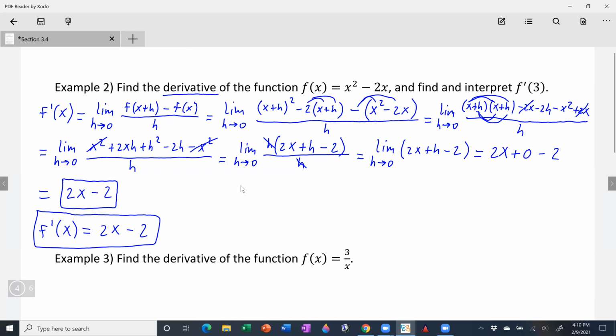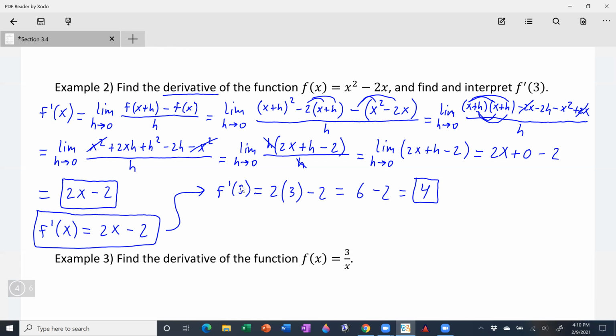Okay, and so the beautiful part now is f prime of 3. F prime of 3 means that we don't have to do the whole limit process over again. We can find out plugging in 3 right into the derivative function. And so that's 6 minus 2 equals 4. Okay, now it did say interpret. So what does this 4 mean? We found the derivative and we plugged in 3 and it came out 4.